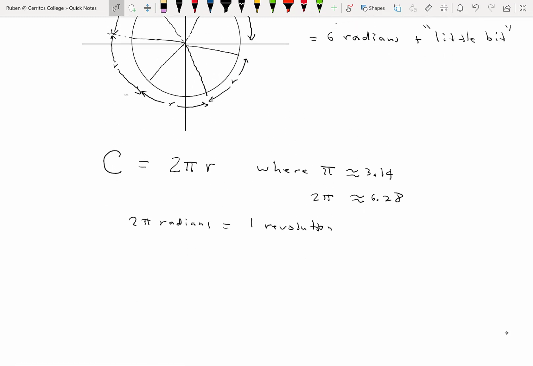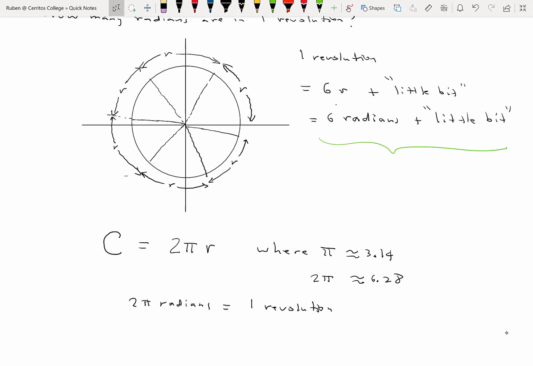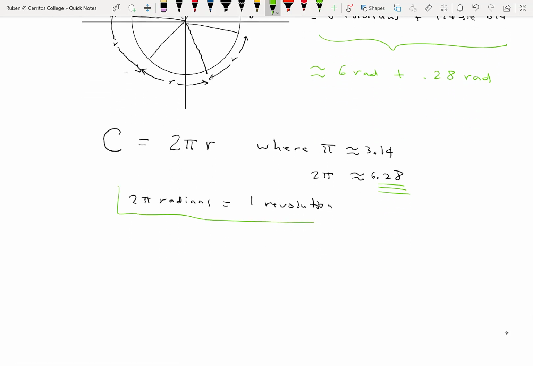Well, 2 pi is about 6.28. So look up above at my estimation of 1 revolution in terms of radians. It was 6 radians plus a little bit. How much is the little bit approximately? 6 radians plus about 0.28 radians, off the decimal approximation for 2 pi. The important thing here is that 2 pi radians gives us 1 revolution.